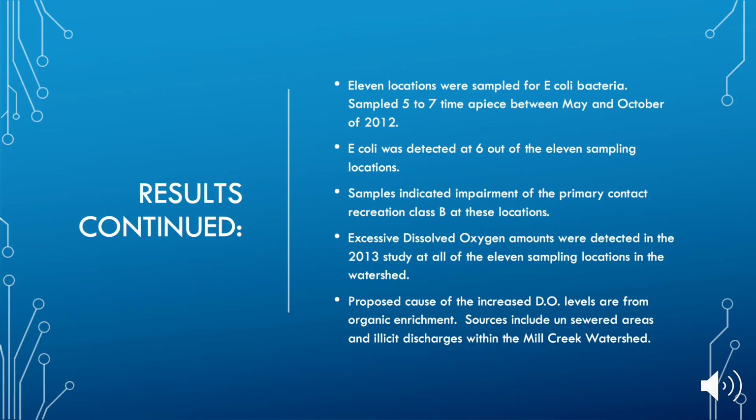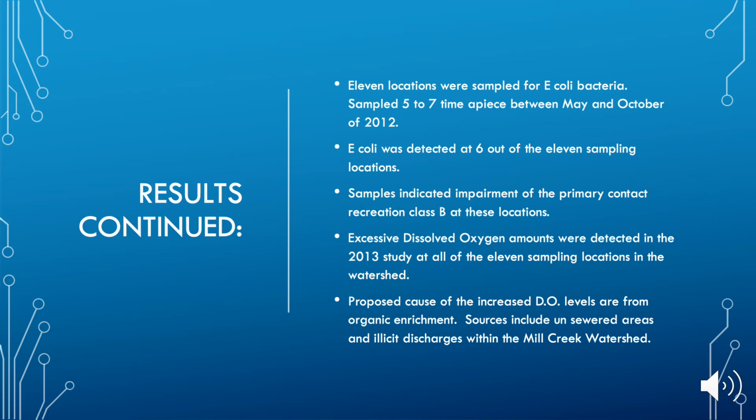Results continued. 11 locations were sampled for E. coli bacteria, sampled 5 to 7 times apiece between the months of May and October. This specific study was done in the year 2012. E. coli was detected at 6 out of the 11 sampling locations. Samples included impairment of the primary contact recreation of Class B at these locations.